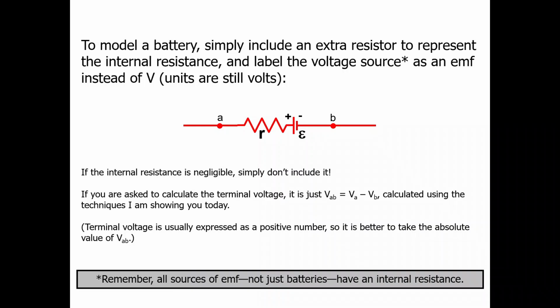So if we're dealing with an ideal power supply, we assume that the internal resistance is negligible, and so then we would just have E. But if we were asked to find the terminal voltage, or use the terminal voltage to determine the internal resistance, we can use Kirchhoff's rules for that.